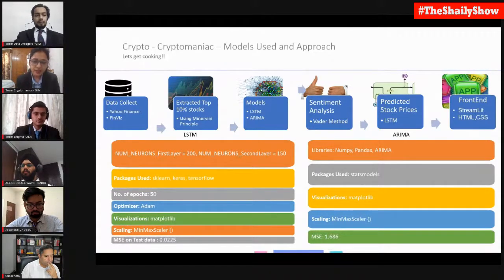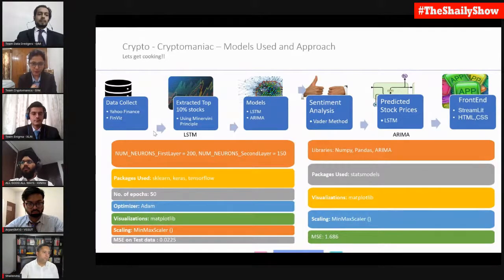The mean square error that we got in case of LSTM was 0.0225. That was pretty low. That means it gave a better performance as compared to ARIMA, which gave a mean square error of 1.686. So these were the technical nitty-gritties behind the models that we have created. And LSTM was a clear-cut winner for us for the technical analysis part. And for the fundamental analysis part, as I mentioned, we did the sentiment analysis. So we have combined all of this and showed the visualizations, and we have deployed our app that I'll be showing in the next slide.